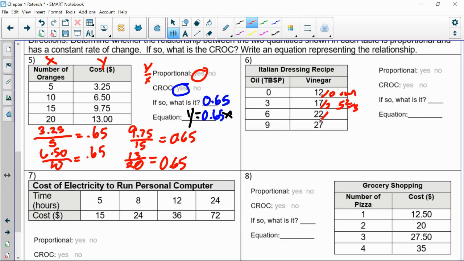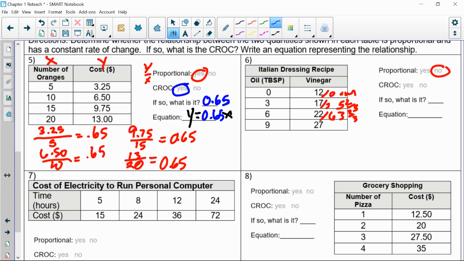Take your 22, divide by 6, and we get 3 and 2 repeating. Are those the same number? I already have 5, 3, undefined. It's not at 0, 0, so it's not crossing the origin. So this one is no, it's not proportional.